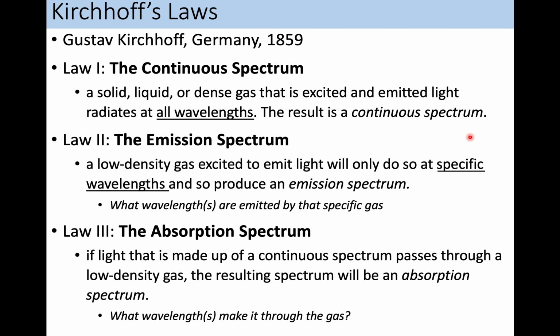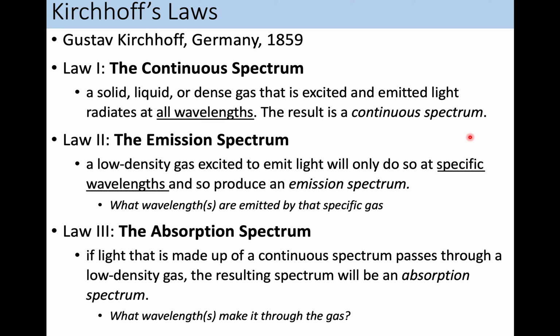Now this brings us to Gustav Kirchhoff. He was German, born in 1859. So he came up with these three laws. One is of the continuous spectrum. That is, if an object that is excited emits light at all wavelengths, we call the result a continuous spectrum. So if the object is emitting at all wavelengths, we consider it a continuous spectrum.